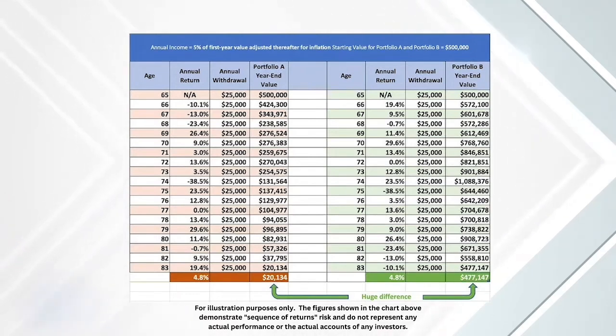You know, this isn't trick math. This isn't just playing funny games with the numbers. This is real sequence of return risk. Experiencing negative rates of return early in retirement and taking money out can cause you to run out of money. It's that simple. The numbers really tell the story. Yes, quite a difference. Yeah, they really do.